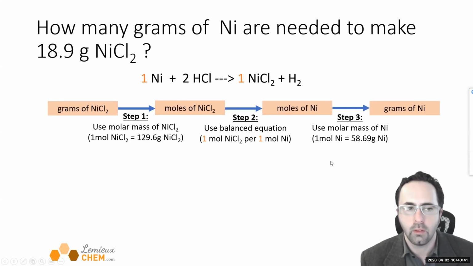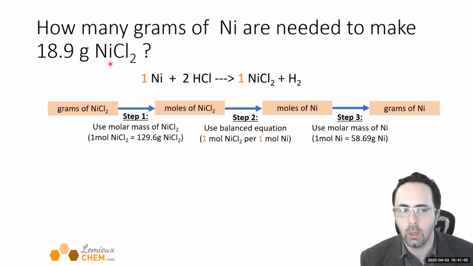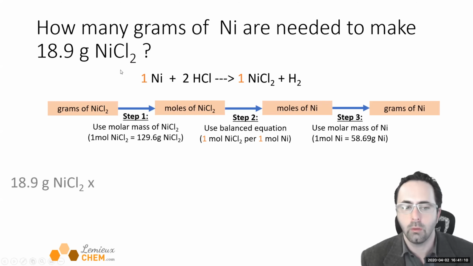So let's write our data in this question. The data here is not any of these conversion factors. We have all kinds of conversion factors here. These are not the data. These are the conversion factors. You can tell because they have equals in them and pers. Our data is this right here in the problem: number, unit, 18.9 grams nickel II chloride. So we're going to write that first, 18.9 grams of nickel II chloride.